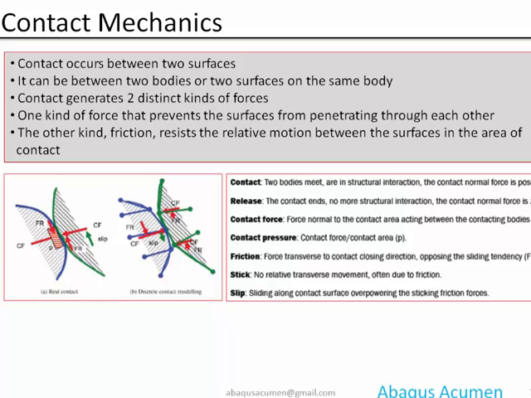Whenever I say sticky condition, it means no relative transfer movement, and this is often due to friction. Slipping is again sliding along a contact surface, overpowering the sticking frictional force. So these are some of the basic terminology you will see people talk about, and going forward, if you go through a lot of literature or solve contact problems, these are the common terms people use.